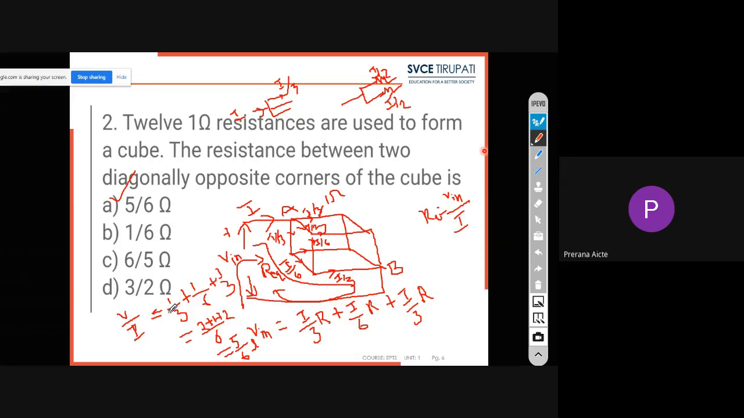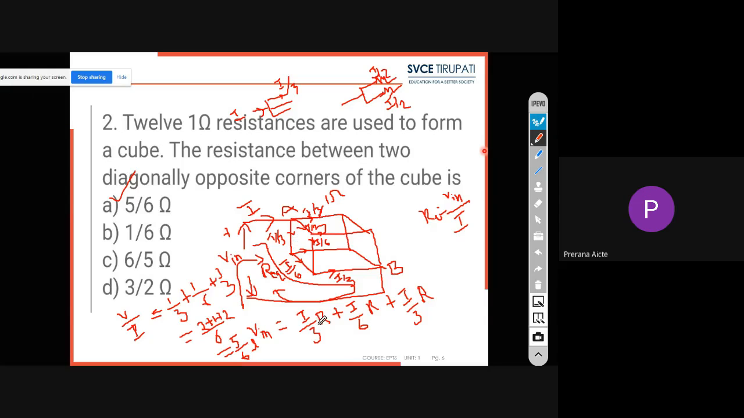Now find the voltage by current ratio. Supply voltage by supply current is nothing but the equivalent resistance. Now I am applying KVL at this loop. KVL states that the sum of sources equals the sum of drops, or the algebraic sum of the voltages in the loop is equal to 0. So V in is equal to, what is the drop here? The current flowing through that branch, I by 3, into R.